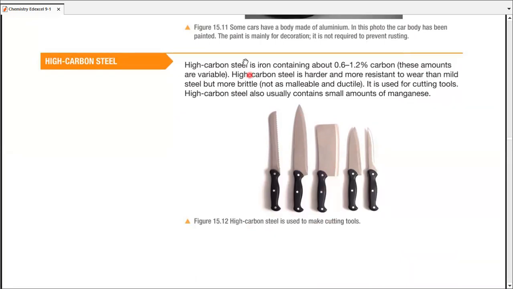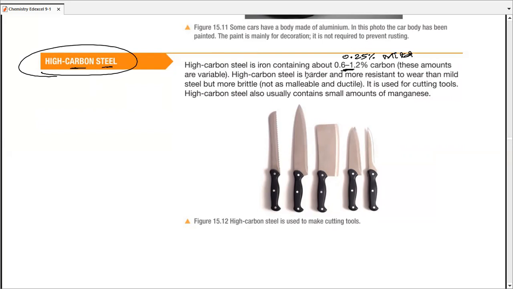Okay, so moving on to another category of steel, high carbon steel. The name itself suggests that we are going to use a higher percentage of carbon. Take a look, 0.6 to 1.2%. And we were just discussing about 0.25% for mild steel. So, of course, this percentage is much greater. It's anywhere from double to 5 times of the percentage, right? So, these amounts are variable.